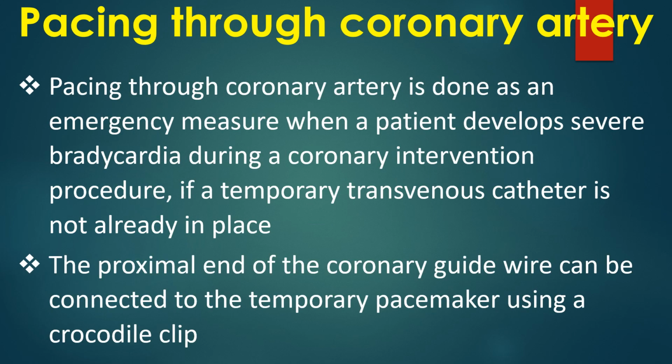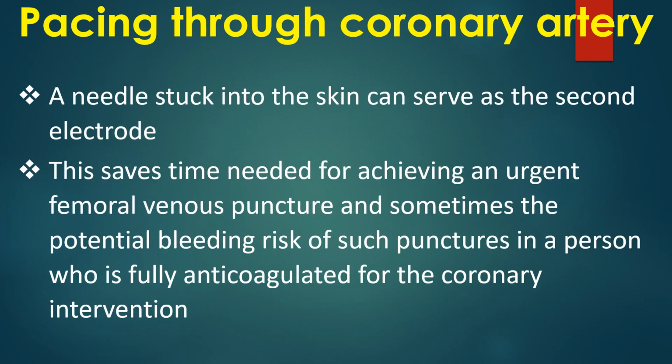Pacing through coronary artery is done as an emergency measure when a patient develops severe bradycardia during a coronary intervention procedure if a temporary transvenous catheter is not already in place. The proximal end of the coronary guide wire can be connected to the temporary pacemaker using a crocodile clip. A needle stuck into the skin can serve as the second electrode. This saves time needed for achieving an urgent femoral venous puncture and sometimes the potential bleeding risk of such punctures in a person who is fully anticoagulated for the coronary intervention.